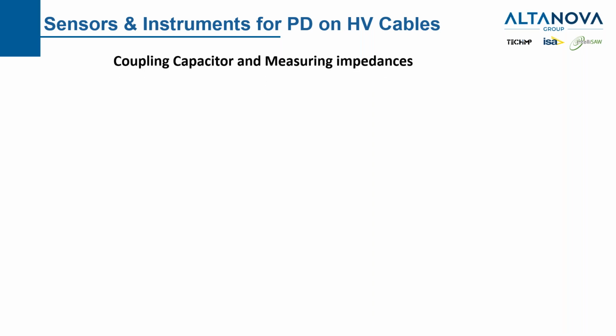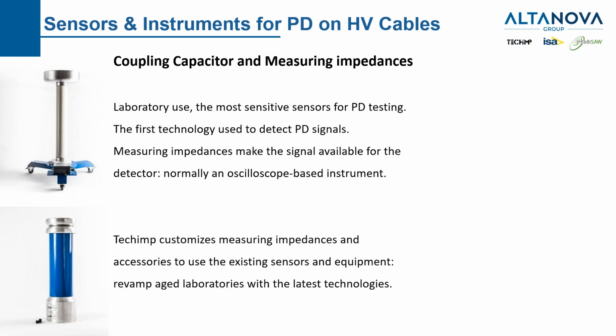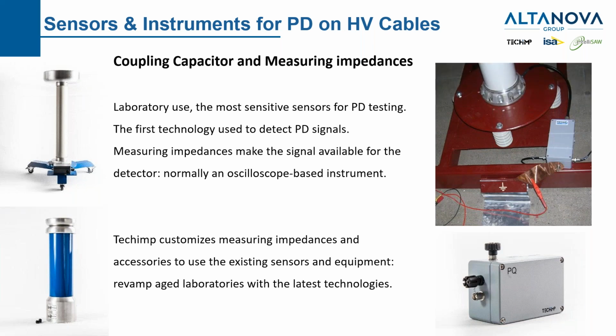Let's start with the coupling capacitor and the measuring impedances. Those capacitors are designed for laboratory use. They are very sensitive. They are the first technology used for PD signal recording, and they provide both the PD signal and the synchronization signal. They are normally connected together with a measuring impedance to be used with the oscilloscope-based instrument. Tekimp produces its own coupling capacitors, measuring impedances and instruments, but we can also customize our accessories to match an existing laboratory, in order to revamp it, bringing it from old school style to the newest technology possible to make PD tests in laboratories.